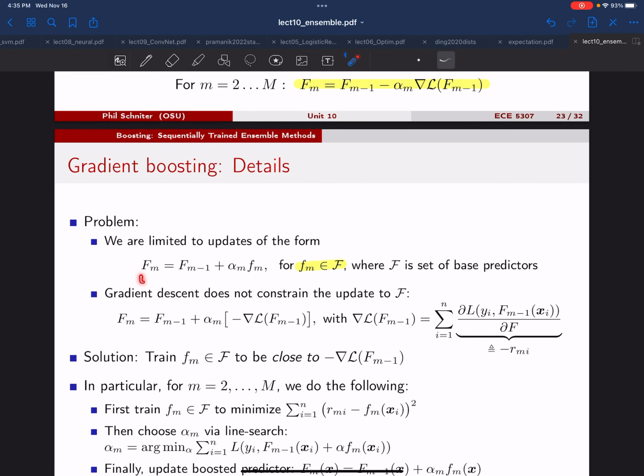We're limited to updates of this form, where F is a set of base predictors, but gradient descent gives us something like this, and you can see that it just won't have the right form. So instead of accepting this gradient version of FM, we are actually going to train FM of the form we want, for example, maybe a decision stump, to be close to the gradient. So that's the final full idea.